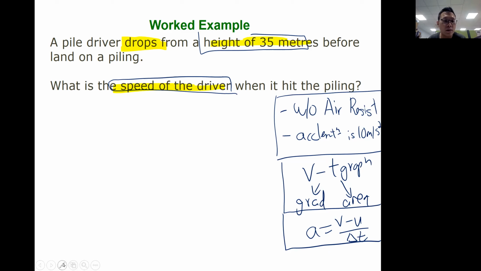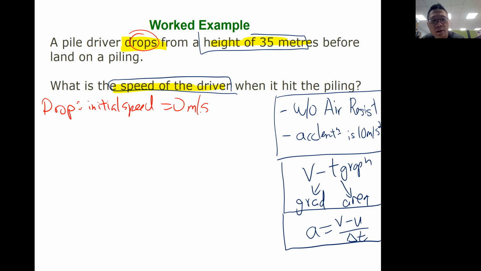These are clues that are given in the question. So how do I interpret them? For this context, when I say drop, the word drop has important information. It means the initial speed is actually 0 meters per second. This is the information behind this word drop.